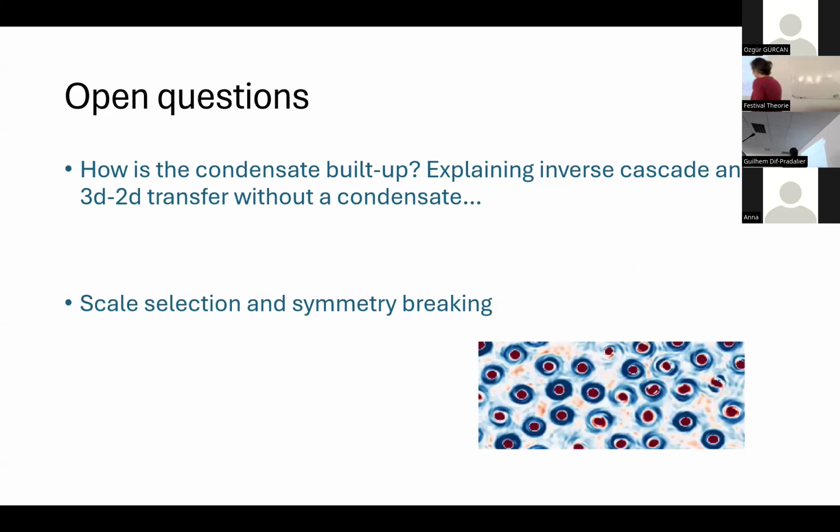So what are the open questions? What I didn't explain is how the condensate is doing that, and in particular, how to explain the inverse cascade and the 3D transfer without a condensate. I think it might be something similar to what I talked about here, in the sense that there is some place in wave number where the 3D and the 2D can connect, so you can transfer energy from 3D to 2D, and then once it reaches 2D, it does the inverse cascade.